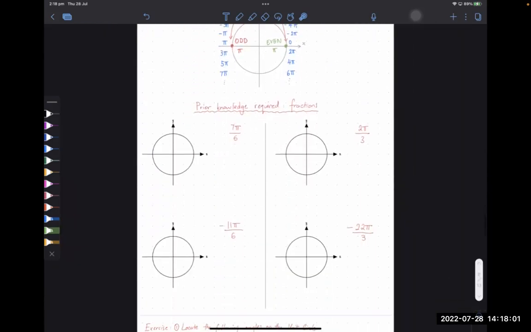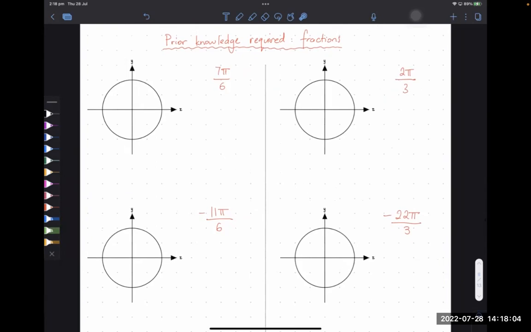So in your book, what I'd like you to do is draw out a unit circle. Doesn't have to be perfect, just draw it out real quick, 2 lines.